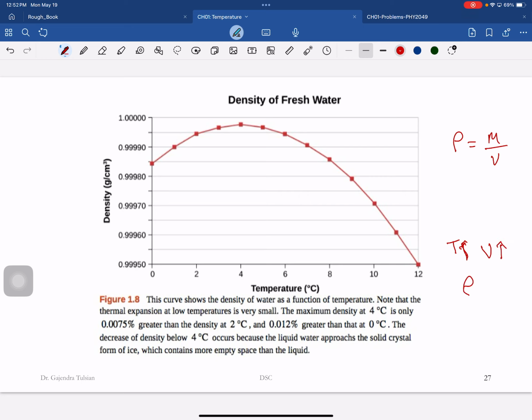And what would happen to the density? You heat a substance, you're not changing its mass. If you increase its volume, the density should decrease. For most substances, and it happens for almost all substances. Look at this for water. You're increasing the temperature in this small window from 0 to 4 degrees Celsius. You're increasing the temperature, and the density is increasing instead of decreasing.